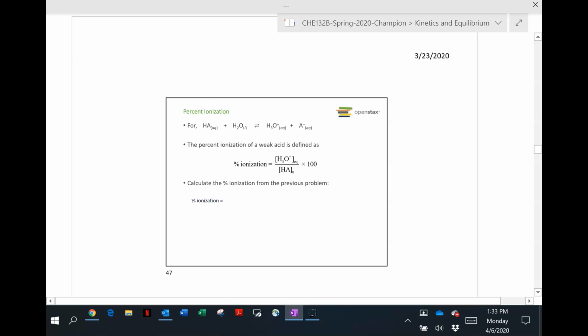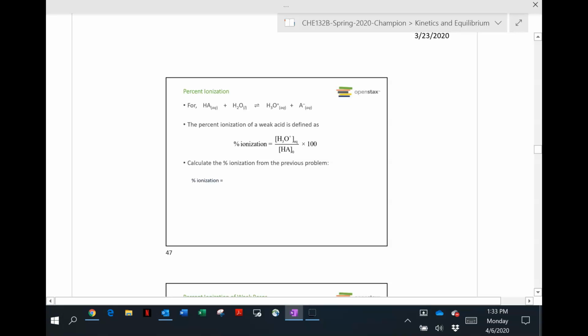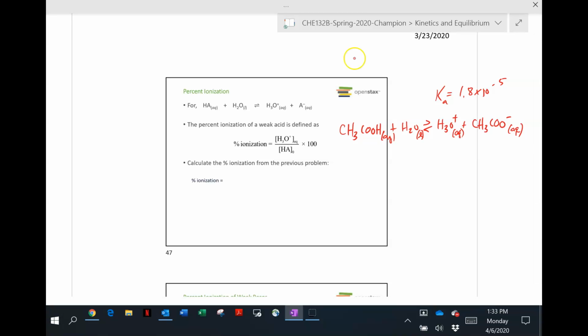Let's see here. Let's make a problem here. It says previous problem. I don't know what the previous problem is supposed to be. So let's talk about acetic acid. CH3COOH plus water in equilibrium with hydronium ion plus the acetate ion, aqueous, liquid, aqueous. K for this is 1.8 times 10 to the negative fifth. That same number is the Ka for acetic acid. So the question might have been, what's the pH of 0.100 molar acetic acid?